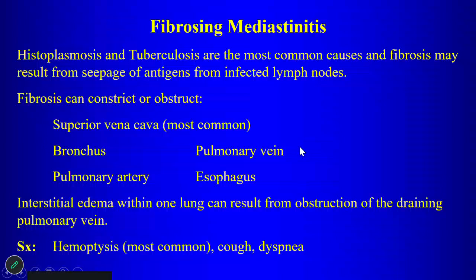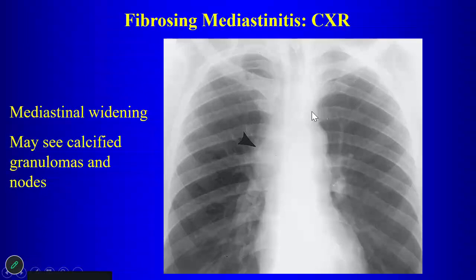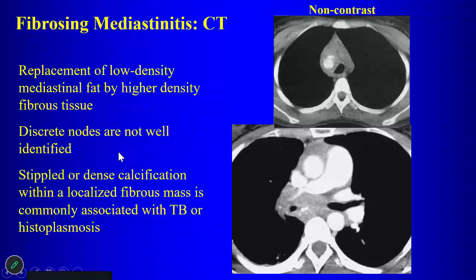So the fibrosis can cause obstruction of the superior vena cava, airways, pulmonary veins, pulmonary artery. From obstruction of pulmonary veins, you can get asymmetric pulmonary edema if one side is affected more severely than the other side. Chest radiograph, nonspecific finding, just widening of the mediastinum. On CT, we can have this infiltrative appearance of this mediastinal mass. In this case, there's some calcification here, so this one was from histoplasmosis. There's narrowing of the right pulmonary artery.